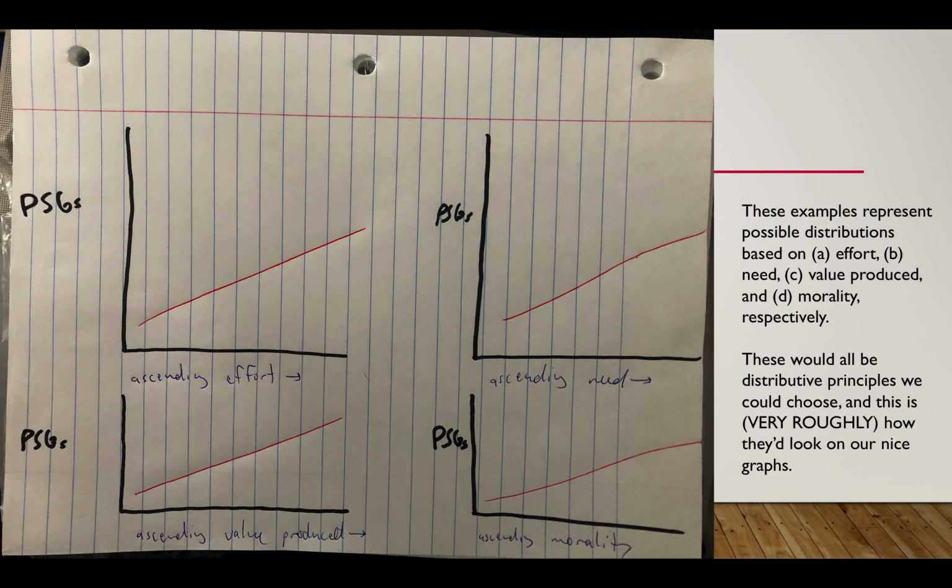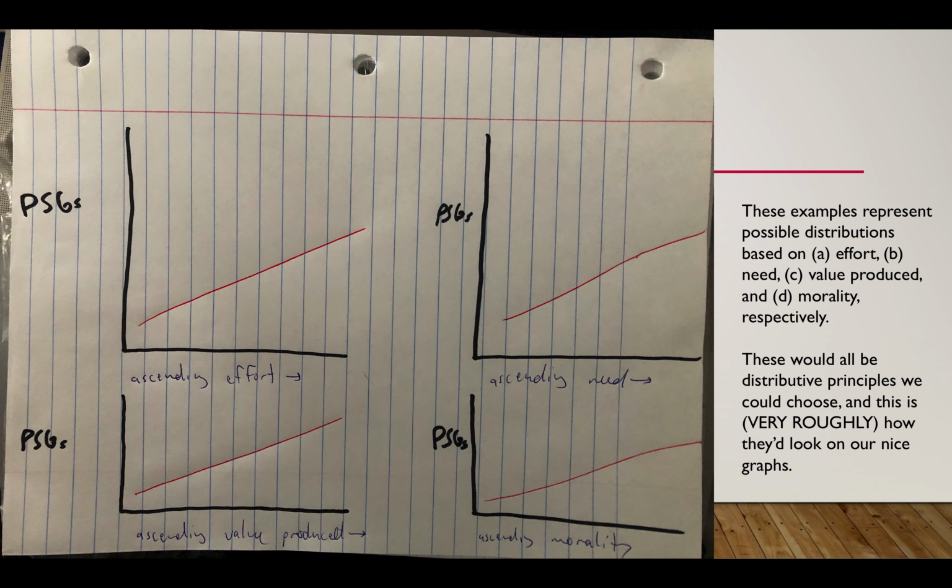Alternatively, go look into the lower left. Suppose we think that the amount of primary social goods people control should be based on how much stuff they produce, stuff of social value. Now that's different from both effort and need. And so imagine we rank people in terms of how much stuff they produce, and you think that primary social goods should be distributed on the basis of how much value one produces, then you're going to think the graph on the lower left represents a just distribution.